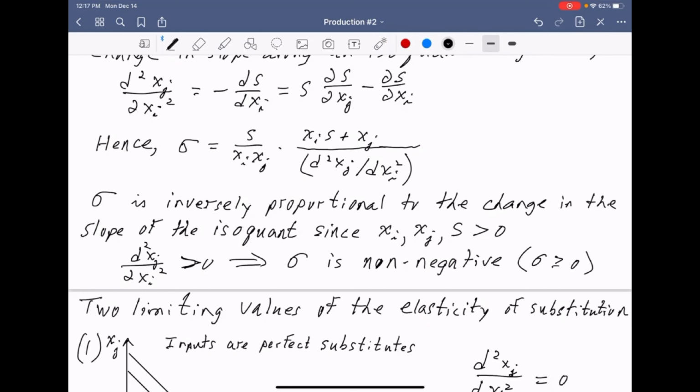Again, we need to put a partial here. Pardon me, these should be full derivatives instead of partials. It's important to recall that we have that. And sigma is non-negative if the second derivative of xj with respect to xi, so the derivative of the slope of the isoquant, is greater than 0, then sigma is non-negative, or it's greater than or equal to 0.